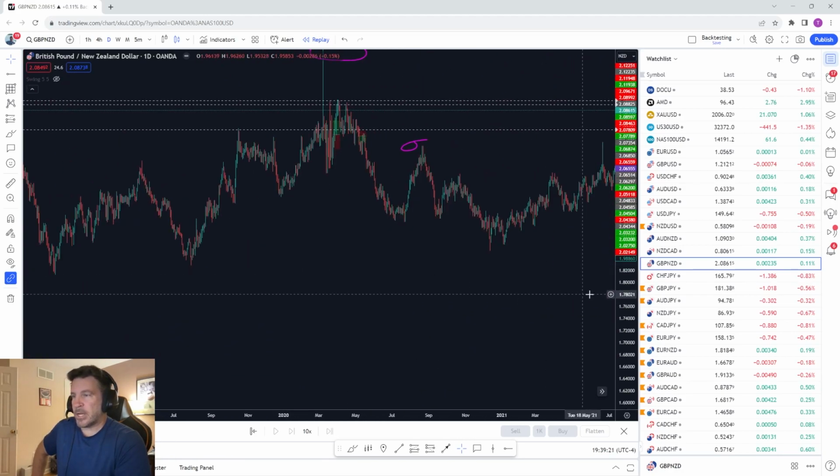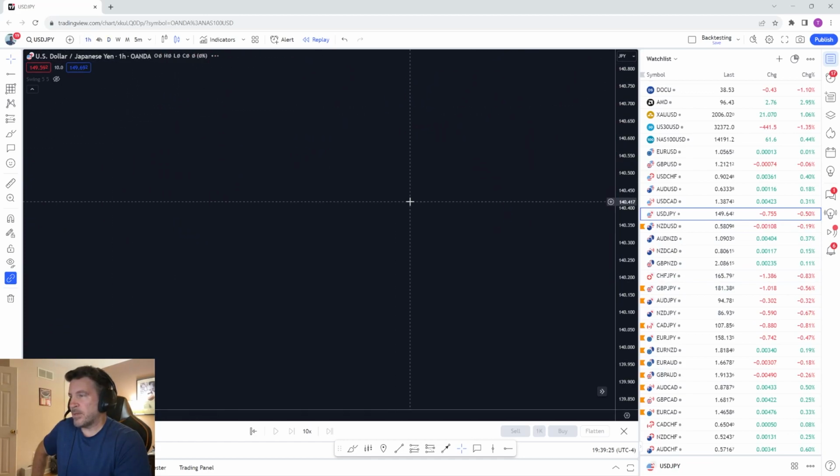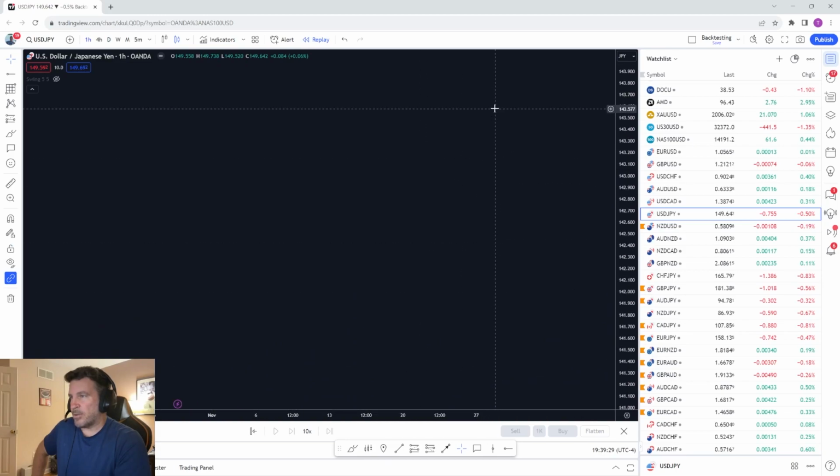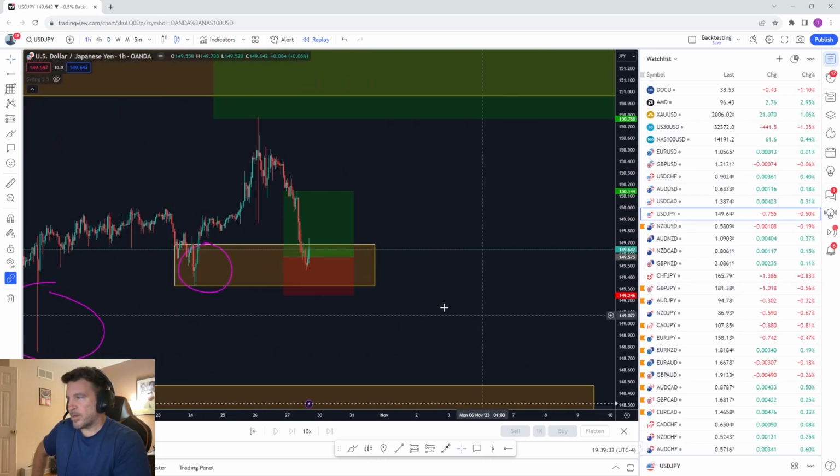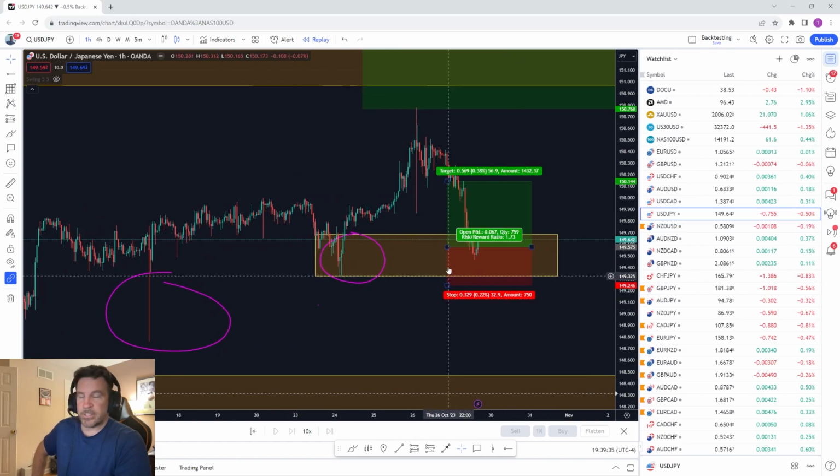So for that reason, coming back over again to USD JPY on the 1 hour time frame, that is why I am not interested in this particular setup here. I'll just get back to it right here. That's why I'm passing on this here for this week.